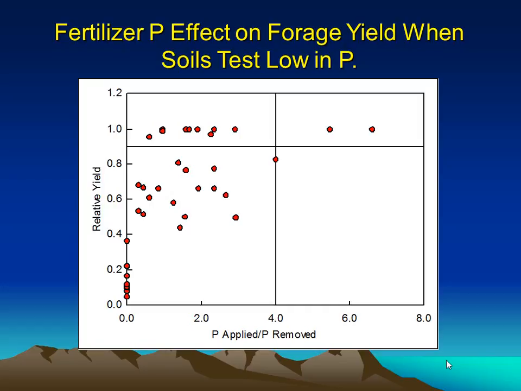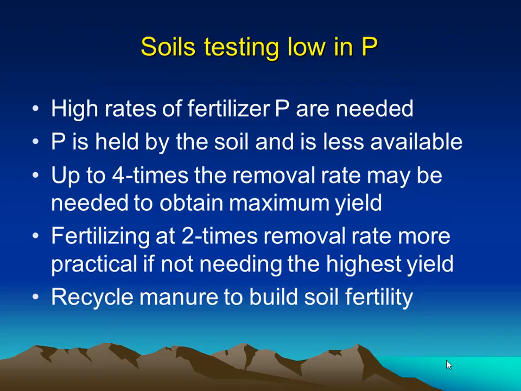So it's not all bad. We are building soil tests, but high rates of fertilizer are needed for these low testing soils. Phosphorus is held. The 4 times removal rate is needed to get maximum yield.